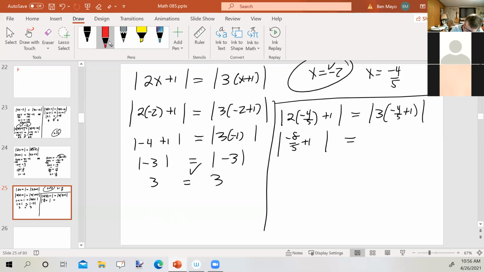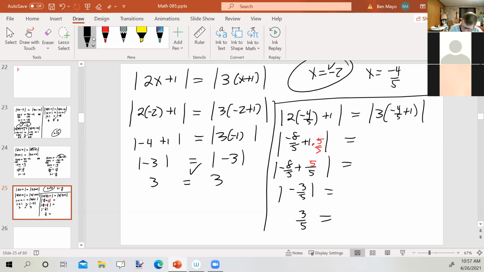I need a common denominator, which would be a 5. So I'm going to take the 1 and multiply it by 5/5. So negative 8/5 plus 1 becomes negative 8/5 plus 5/5, which would be negative 3/5. And the absolute value of negative 3/5 would be 3/5. Any questions there?